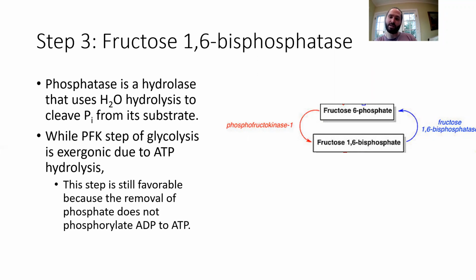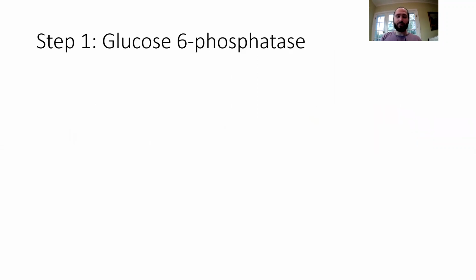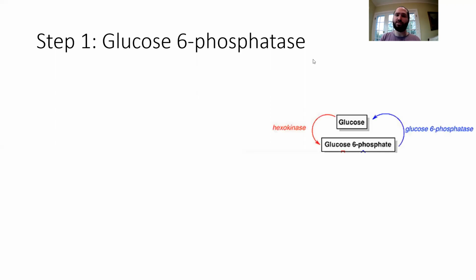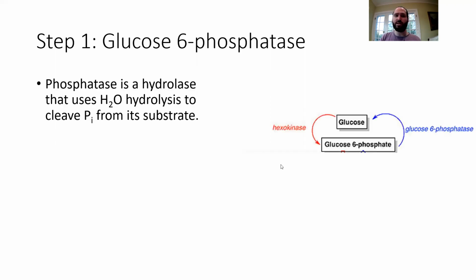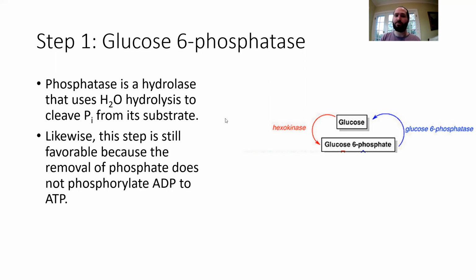And this is still happening in the cytosol. Okay, and then the last irreversible step of glycolysis that will also use a separate enzyme is glucose-6-phosphatase. So likewise, phosphatase is a hydrolase, uses water hydrolysis to cleave phosphate from its substrate.